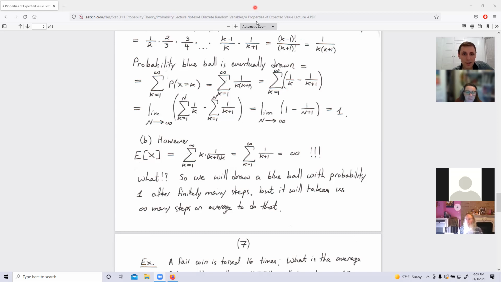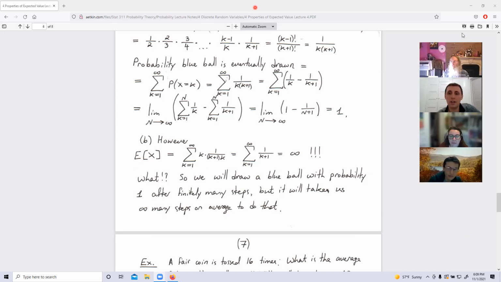Yes? Of course. By symmetry, it would be infinity for the red ball too. So on average, it will take you infinitely long to withdraw anything from that urn.